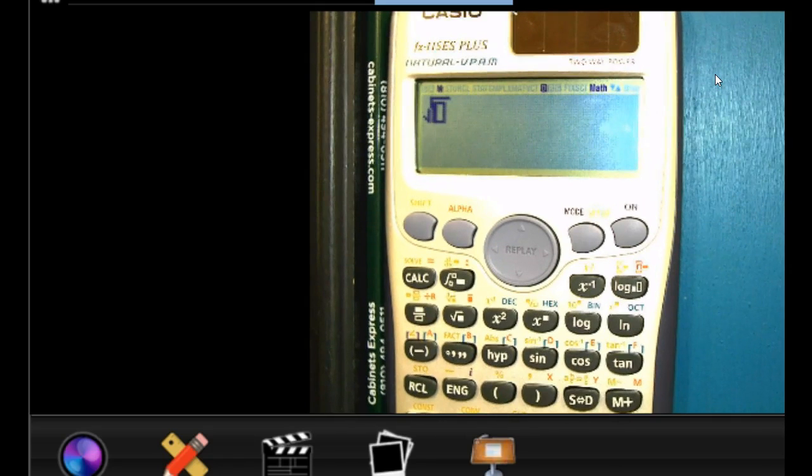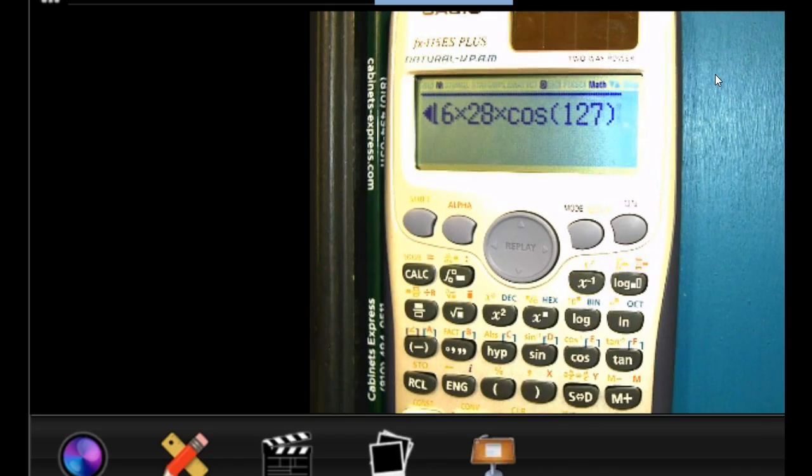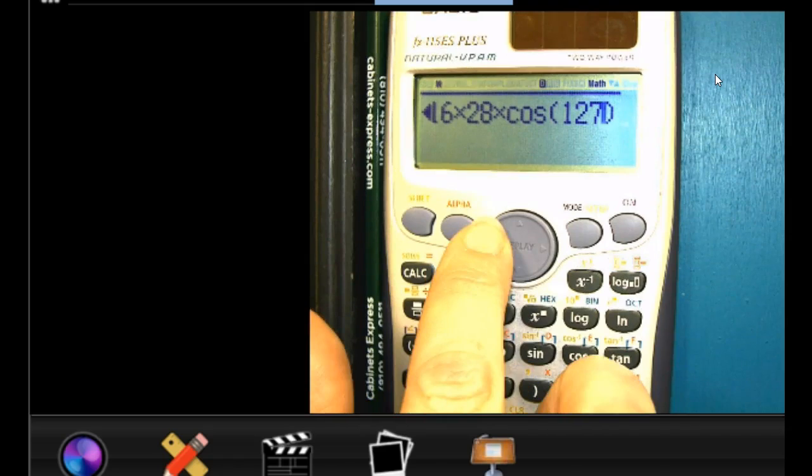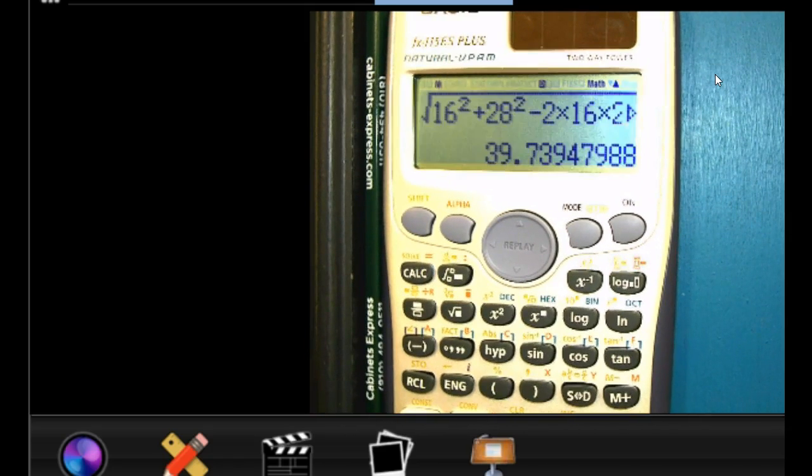Okay, so I would do the square root, and if you're using a calculator where the square root doesn't grow with you, then you just have to make sure you use parentheses. So 16 squared plus 28 squared minus 2 times 16 times 28 times the cosine of 127. You have to make sure that you close those parentheses. And you can arrow over and double check that you typed it all in right. You hit equals, and there's your answer.